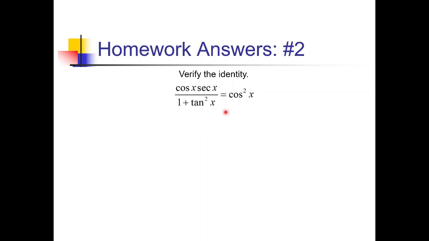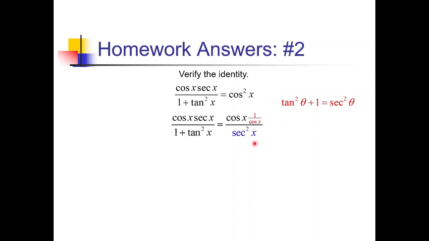For this identity, we're going to try to turn this left side into cosine squared of x. So taking a look at this left side, there's a couple things I can do. In the numerator, I can turn secant into 1 over cosine, so that'll be pretty useful up there. In the denominator, I notice that I've got a squared trig function, so I can use one of my identities. We have the 1 plus tan squared equals secant squared identity. So this whole expression down here can be replaced with secant squared.